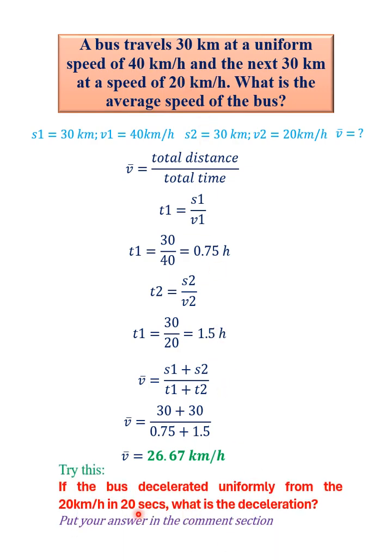Here is a simple one. Continuation of this question. If the bus decelerated uniformly from the 20 km per hour in 20 seconds, what is the deceleration? You can use the comment section, put your answer there, and I'll be there waiting for you.